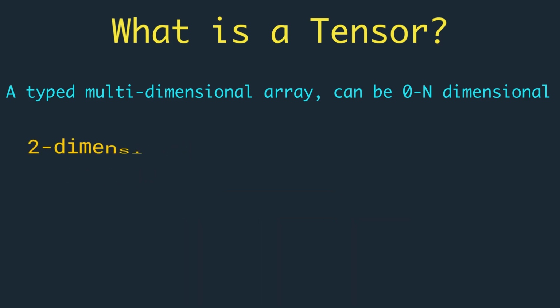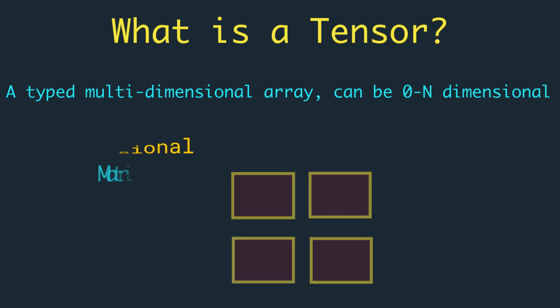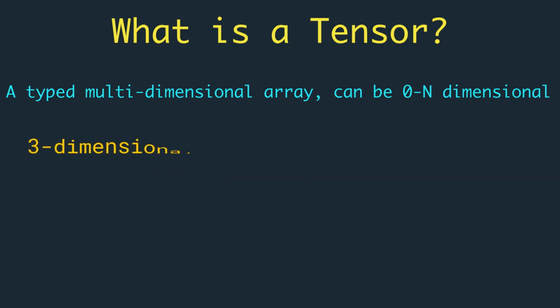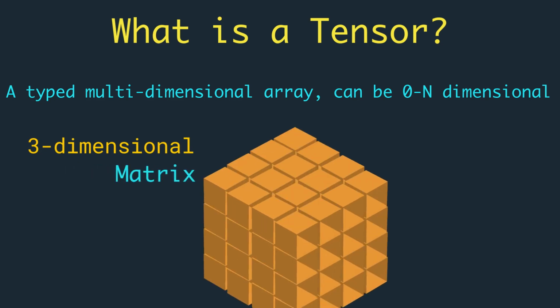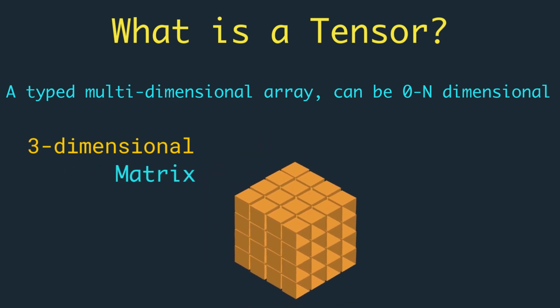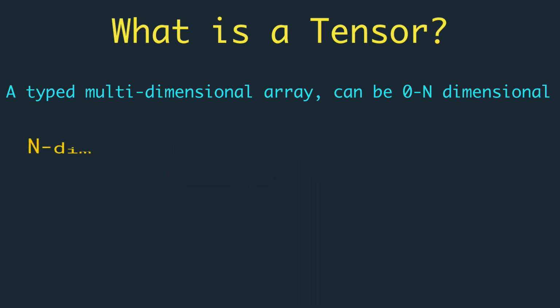The next one is the 2-dimensional tensor, which we usually call a matrix. This can be represented as a table of numbers. Another one is 3-dimensional, which is also a matrix, but it can be represented as a cube. And another type of a tensor might be the n-dimensional, represented as a matrix.